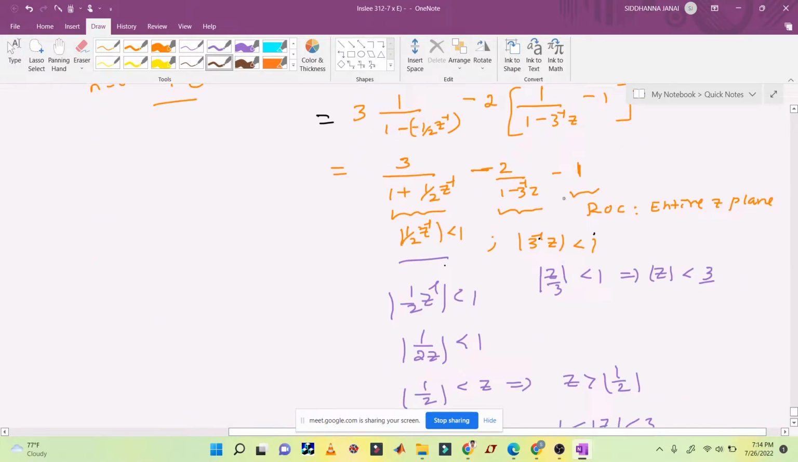Simplification you can do later. This term you have got right. This is your Z transform. You can simplify it later. Okay, here only you can calculate the ROC.